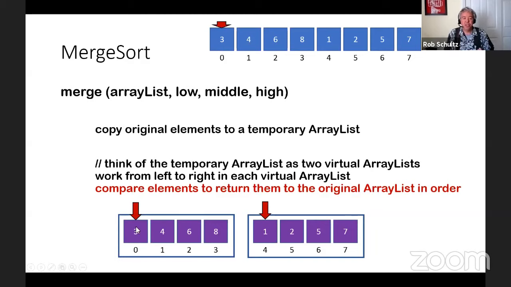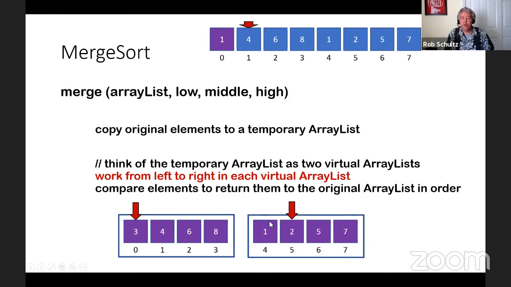So as we start looking at these 2 elements, 1 is less than 3, so 1 is going to be moved back up to the first position in our original array list. And then we're going to continue to loop through this until we get to a point where we can stop. So the next step would be to work from left to right in each of our virtual array lists. And notice I also have to increment the placeholder that I'm using to keep track of where I am in my original array list.